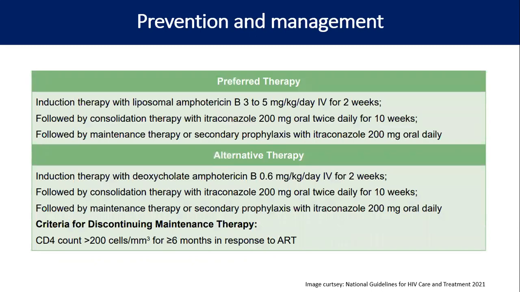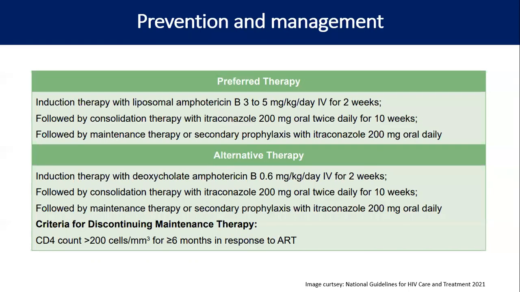Now, prevention and management. Preferred therapy is induction therapy with liposomal amphotericin B, 3 to 5 milligram per kg per day IV for 2 weeks, followed by consolidation therapy with itraconazole 200 milligram twice daily for 10 weeks, followed by maintenance therapy or secondary prophylaxis with itraconazole 200 milligram oral daily.